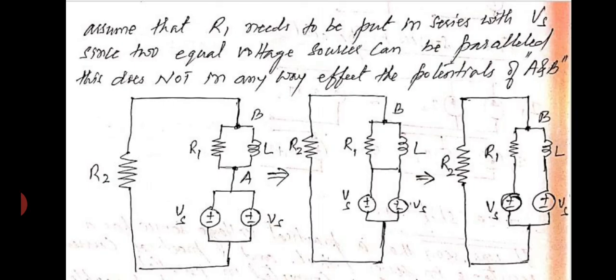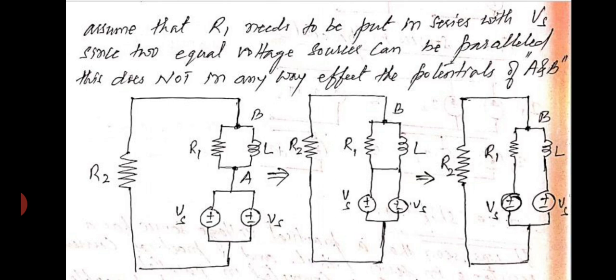So therefore, assume that R1 needs to be put in series with the source, that is capital V suffix small s, since two equal voltage sources can be paralleled. This does not in any way affect the potentials of the points between A and B, that we had taken the parallel network of resistance R1 and the inductor L.